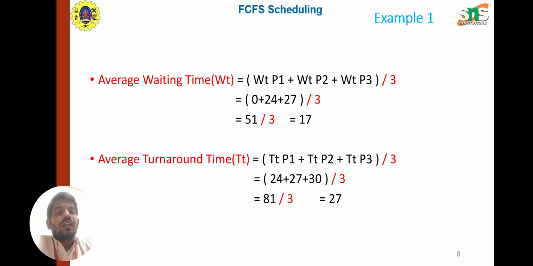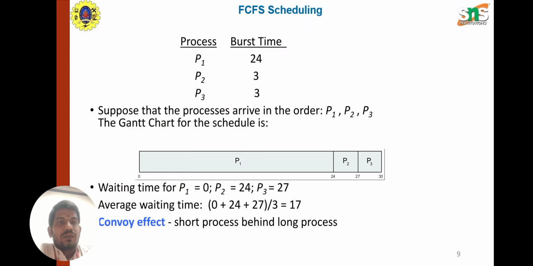Average waiting time is calculated as the waiting time of P1 plus waiting time of P2 plus waiting time of P3, divided by 3. Average turnaround time is turnaround time of P1 plus P2 plus P3, divided by 3. Suppose the processes arrive in the order P1, P2, P3. The Gantt chart for the schedule is as shown, with waiting time of P1 as 0, P2 as 24, P3 as 27. The convoy effect is when a short process waits behind a long process.